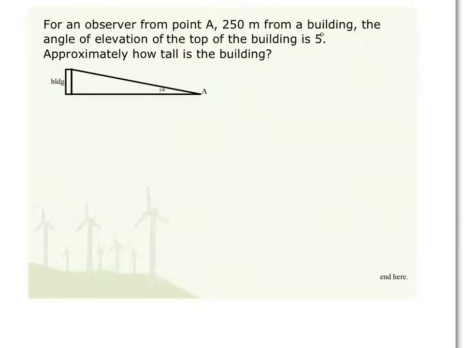Final example. An observer from point A, it's right here, is 250 meters from the base of a building. The angle of elevation to the top of that building is 5 degrees, which is marked in our diagram. Approximately how tall is the building?